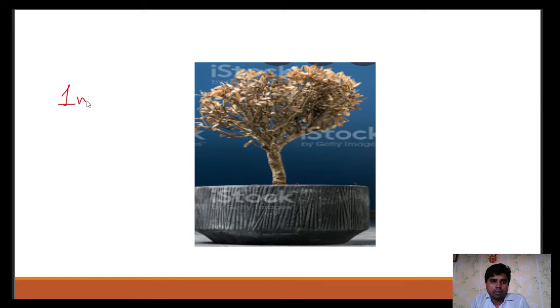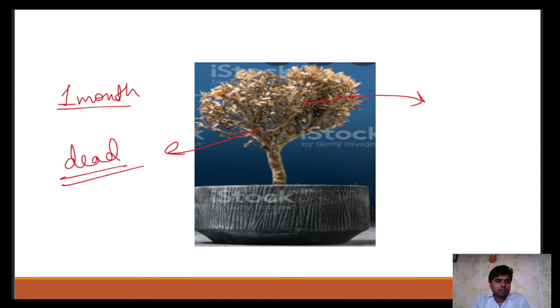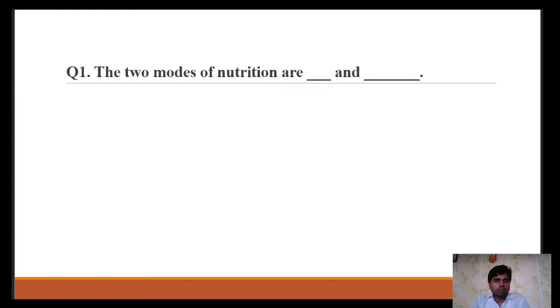We can see that the green color is completely lost from the plant and this plant is almost dead. Okay, good. So moving further, the two modes of nutrition are dash and dash. So what can be the answer here? Yes, so the answer would be autotrophic nutrition and heterotrophic nutrition.